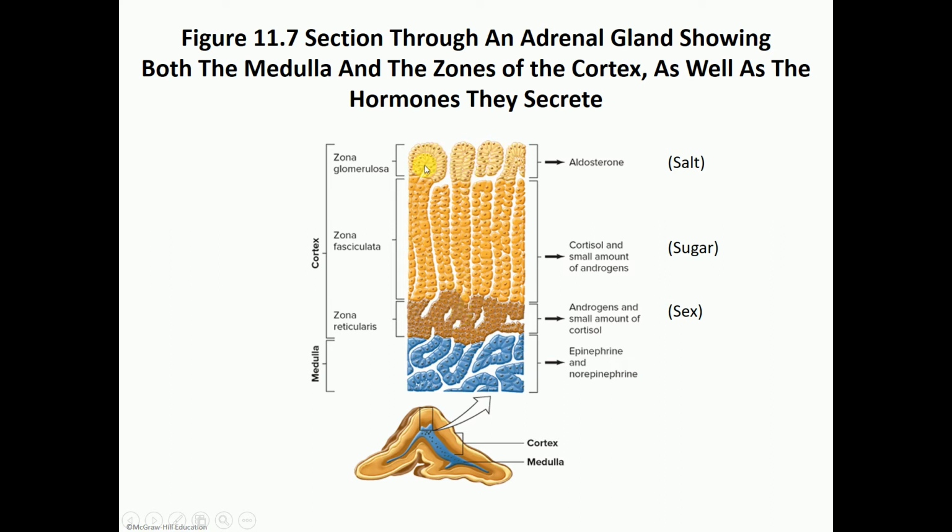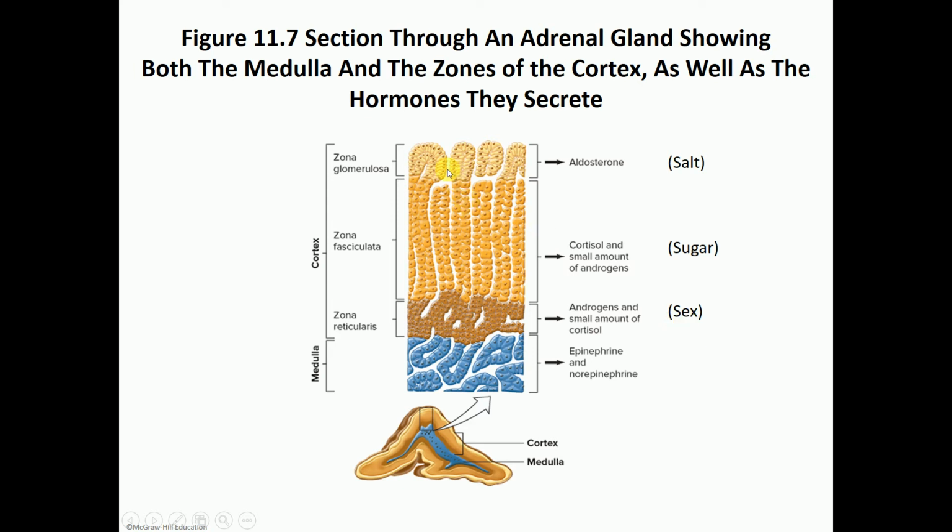We have the zona glomerulosa, and that makes aldosterone. Aldosterone is all about salt, especially potassium levels. So zona glomerulosa makes aldosterone, and you want to relate it to salt levels. And then the midzone, that is zona fasciculata, and that is going to make cortisol. And cortisol does change sugar levels, so you want to relate it to sugar. And then the zona reticularis, that's the deepest of the 3, and that will make androgens. Androgen is a male sex hormone, so you want to relate it to sex.